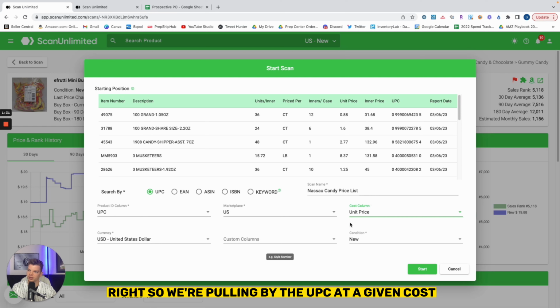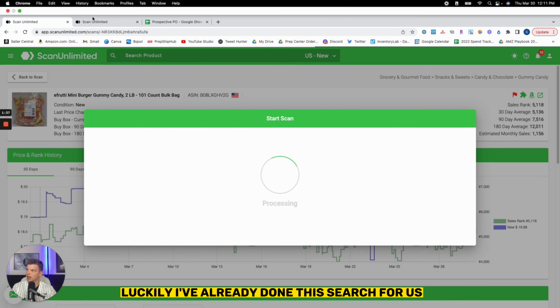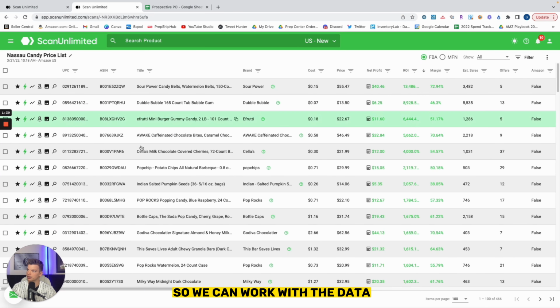So we're pulling by the UPC at a given cost, and it's going to compare that to Amazon. And so we'd hit the start button. Luckily, I've already done this search for us, so we can work with the data. We have it all available to us.